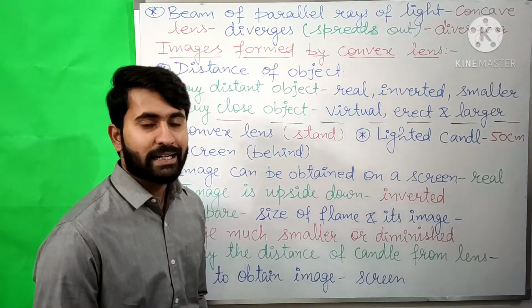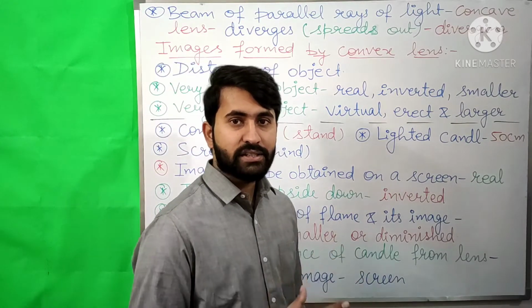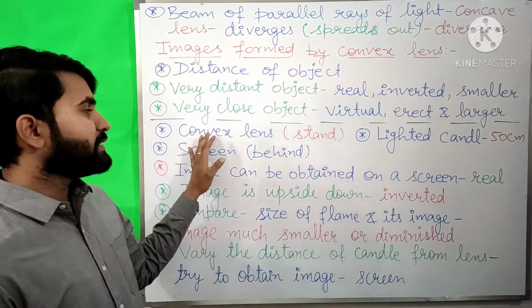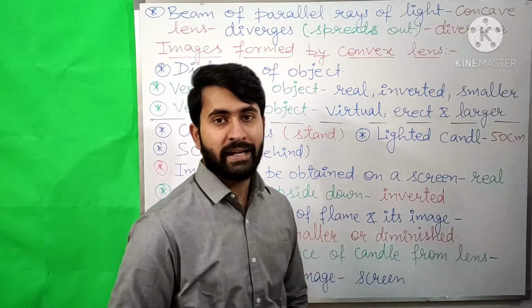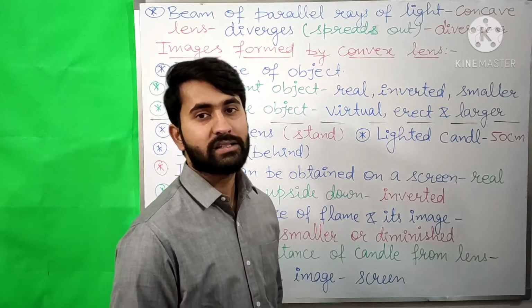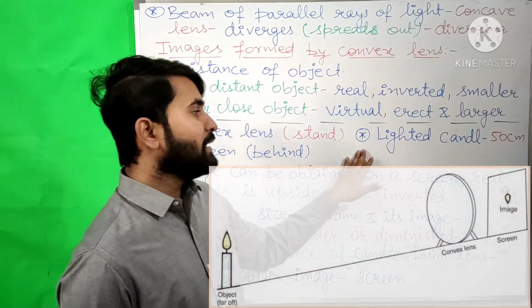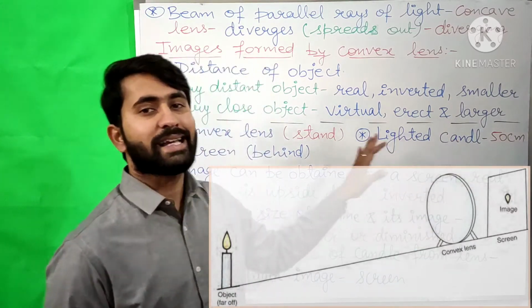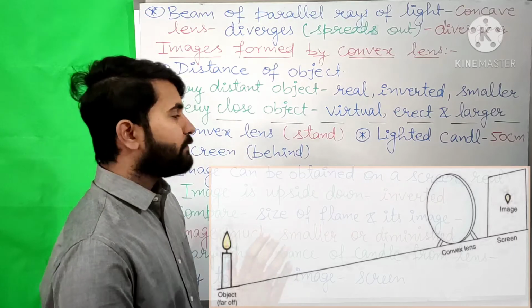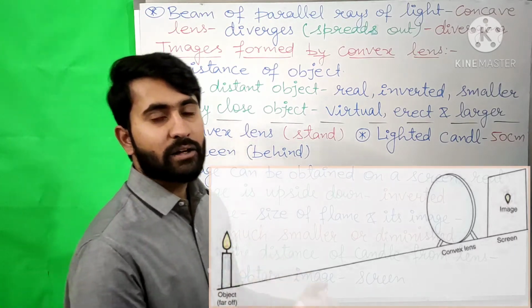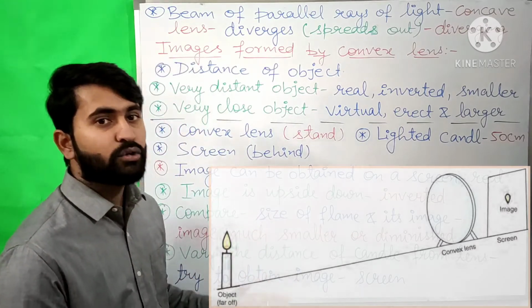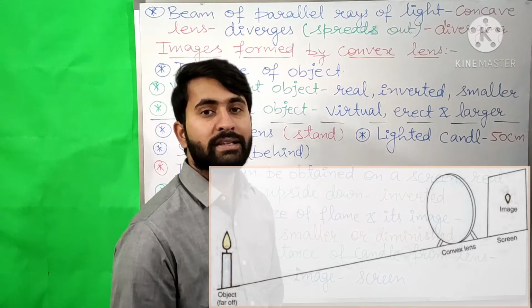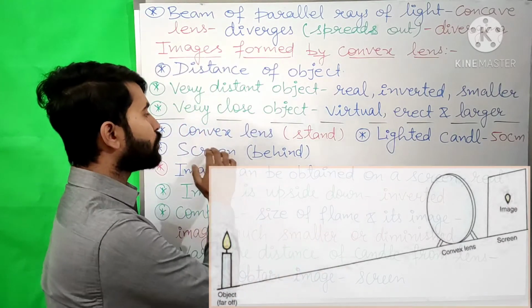Now we will learn an activity to study the characteristics of the image that is formed by the convex lens. We will take a convex lens and fix it on a stand. Then we will keep this stand with the lens on a table. Then we will take a lighted candle and keep it at a distance of around 50 centimeters from the convex lens. Now we will place a screen behind the convex lens and try to obtain the image of the candle flame on this screen by moving the screen away or towards the convex lens.